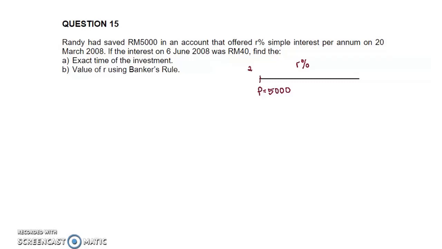And on 6th June, the interest earned was 40 ringgit. So here we get interest of 40 ringgit. So here must be value. Okay, find the exact time of the investment. Means that from 20th March until 6th June here, equivalent to how many days?